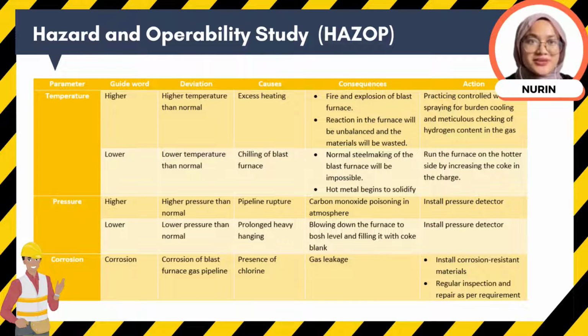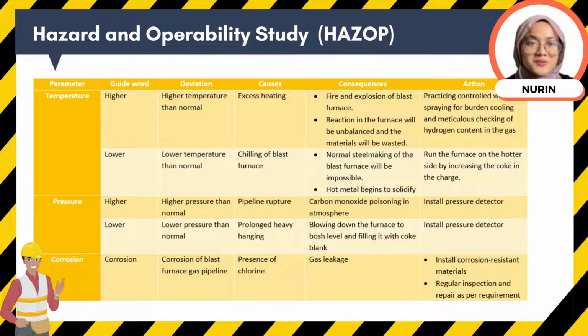The action towards this deviation is practicing controlled water for burden cooling and meticulous checking of the hydrogen content in the gas. Next, for the deviation of lower temperature than normal, the cause is chilling of the blast furnace, which would make normal steam making of the blast furnace impossible. Also, the hot metals will begin to solidify. To prevent this, the furnace should be run on the hottest side by increasing the coke in the charge.